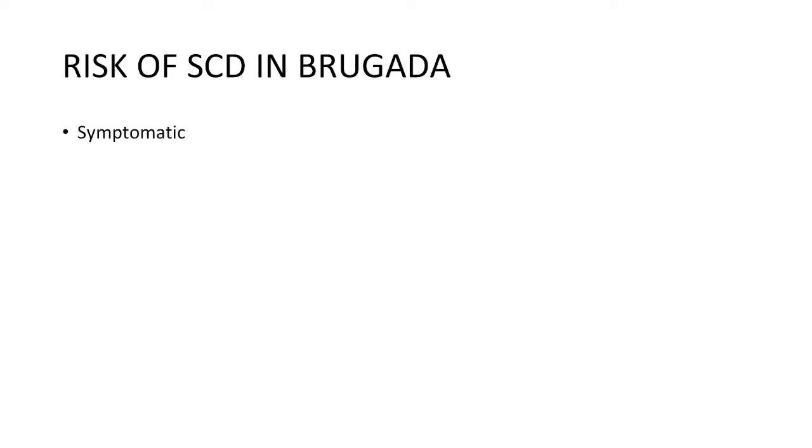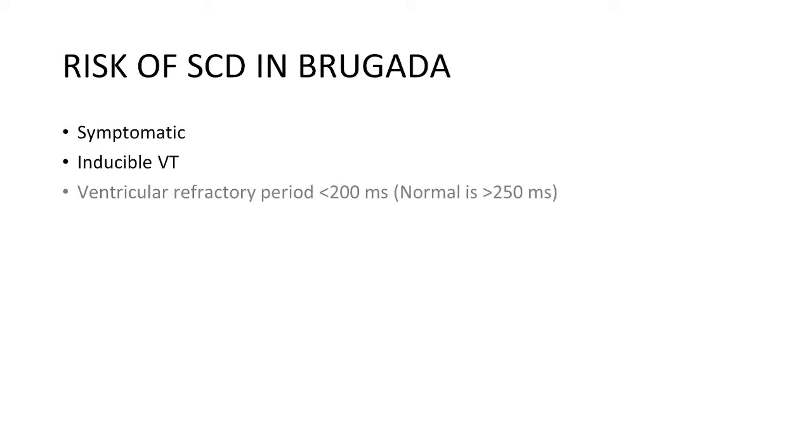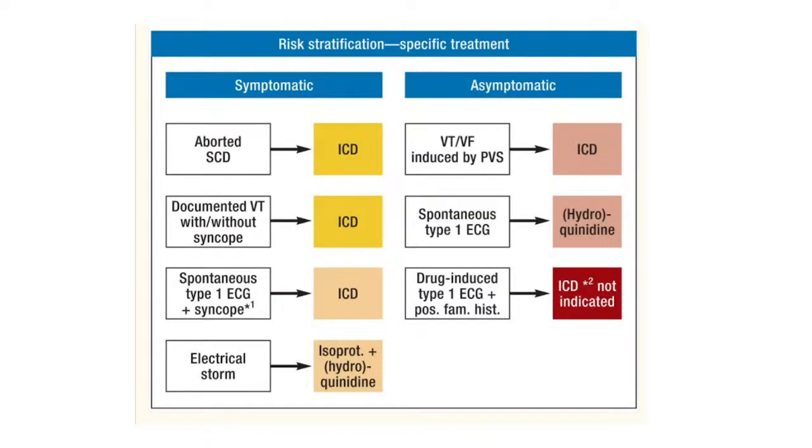Coming to the risk of sudden cardiac death in Brugada syndrome. If the patient is symptomatic, with recurrent syncope, recurrent palpitations, or inducible VT on EP study, or if the patient has a very short ventricular refractory period, or if after exercise testing the patient has increased ST elevation, this exactly I'm not sure, they've written in the article ST elevation in the recovery phase of exercise. So this also points towards the risk of sudden cardiac death.